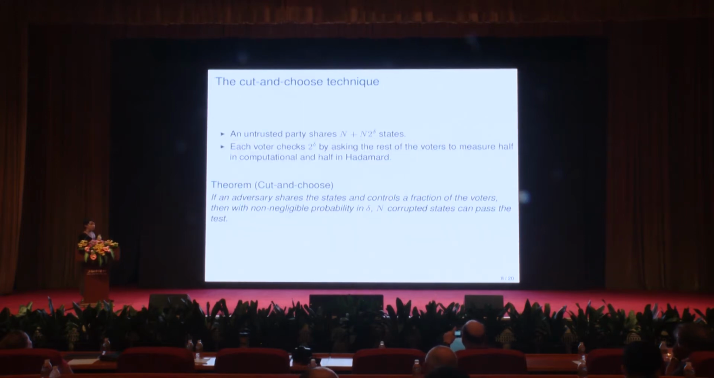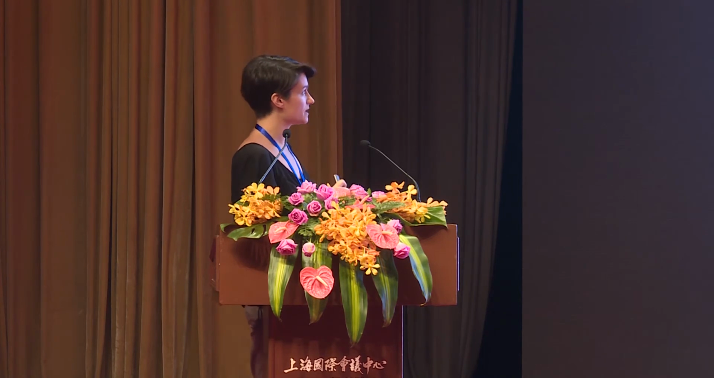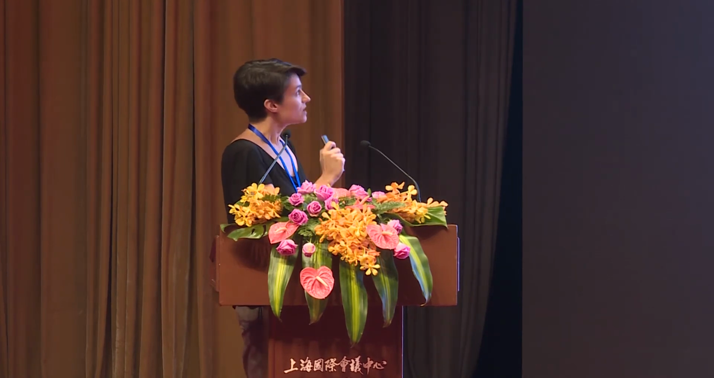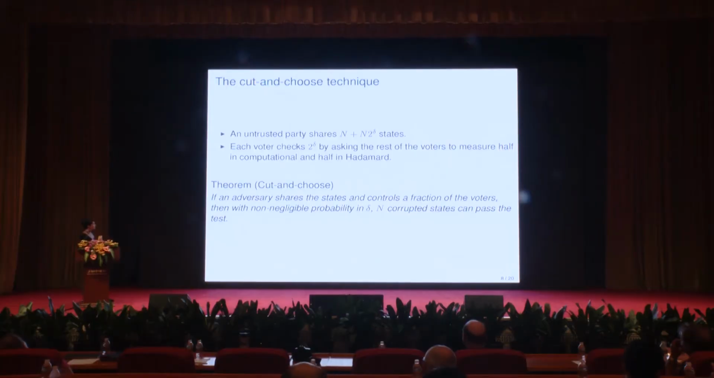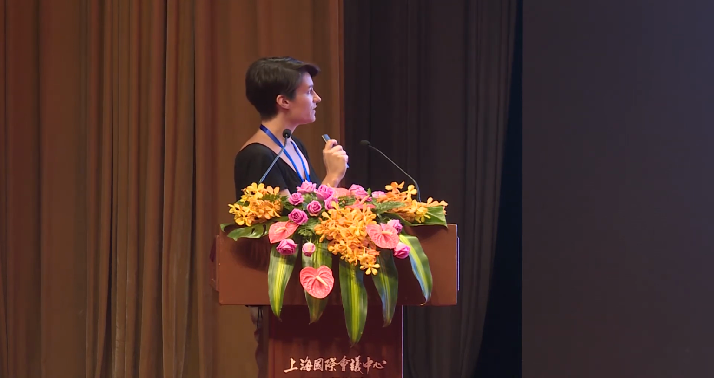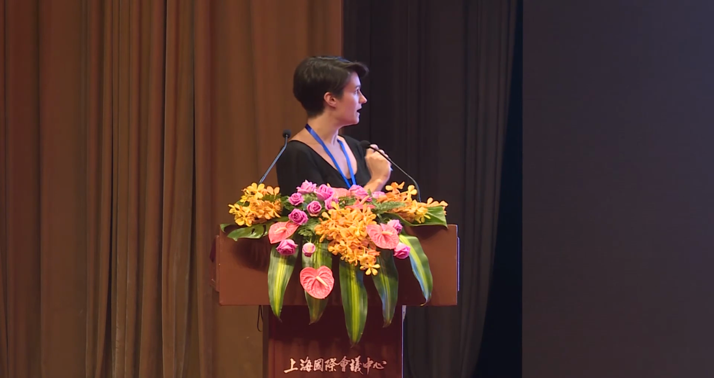However, there's a small problem with this cut and choose technique, because if we have an untrusted party that shares these D1 states that I showed you before, each voter is checking a lot of these states by checking both in the computational and Hadamard bases. However, we can show that if there's an adversary that shares these states and controls any fraction of the voters, then with non-negligible probability in delta, which is a security parameter, we can have n corrupted states pass the test.